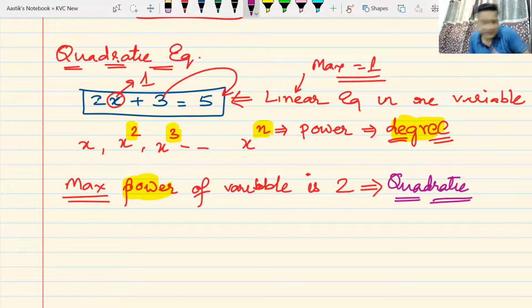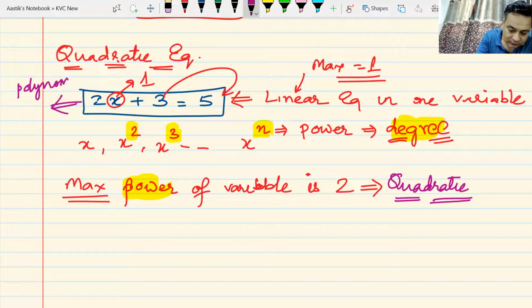If it is 3, it is known as a cubic polynomial. These are all basically polynomials. The general category of any equation of this type is polynomial. Do we understand this? We don't have to get too much into maths. I am only concerned with the degree of the equation and the quadratic equation.